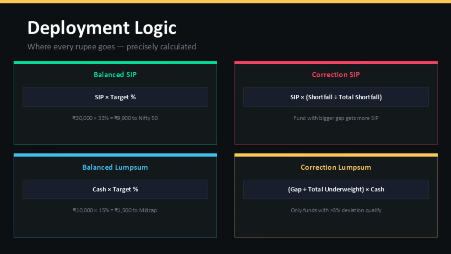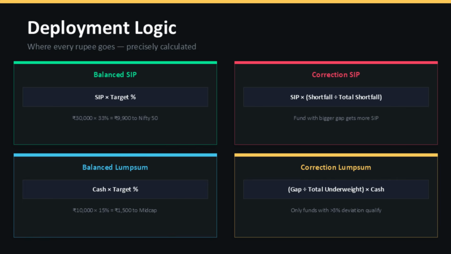Let me quickly show you the 4 formulas that drive all the money decisions. Balanced SIP, simply SIP multiplied by target percentage. So with a 30,000 rupee SIP, Nifty 50 at 33% target gets 9,900 rupees every month. Correction SIP multiplied by each fund's shortfall divided by total shortfall across all underweight funds. The fund with the biggest gap gets the most money.